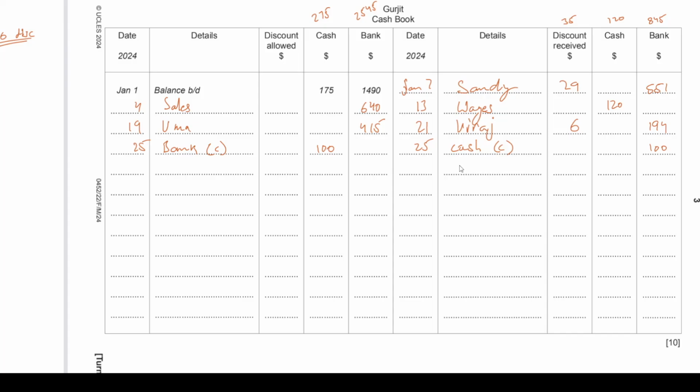Now, all right, I just added those up. Now, what we're going to do is on the shorter side, we're going to put the balance brought down. So in this case, as you can see, for the cash account and for the bank account, the credit side is shorter. So we're going to put balance carried down there.